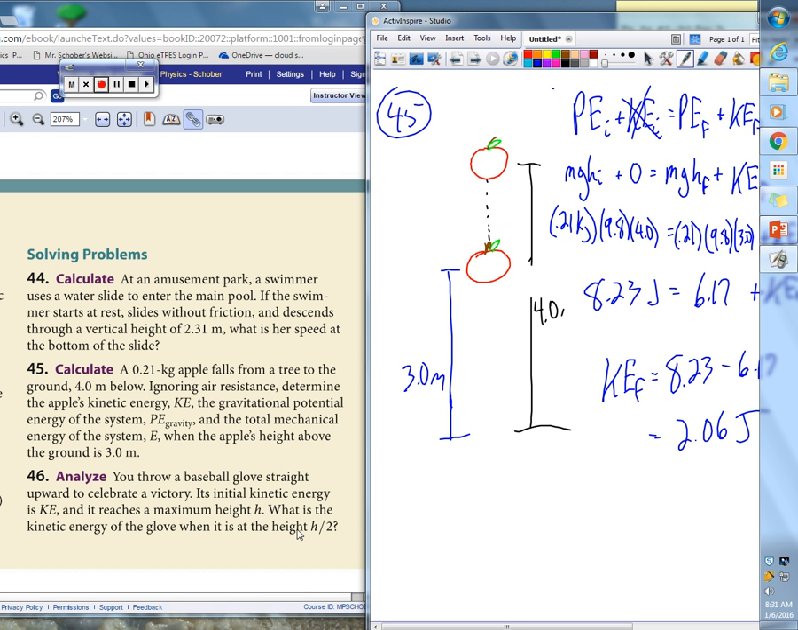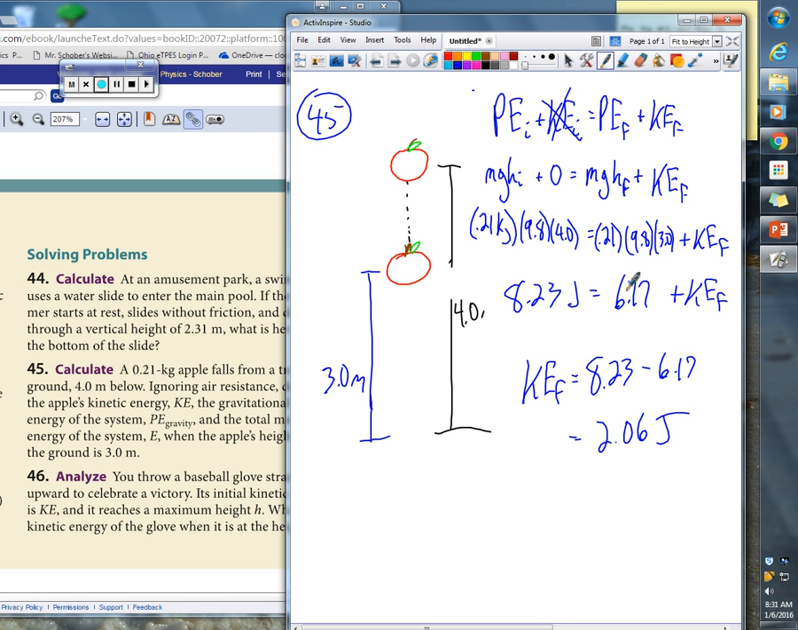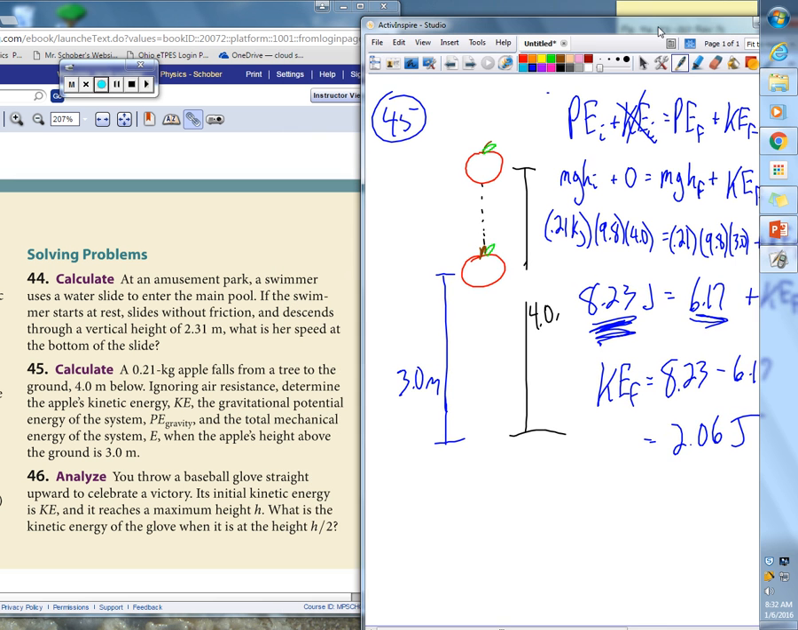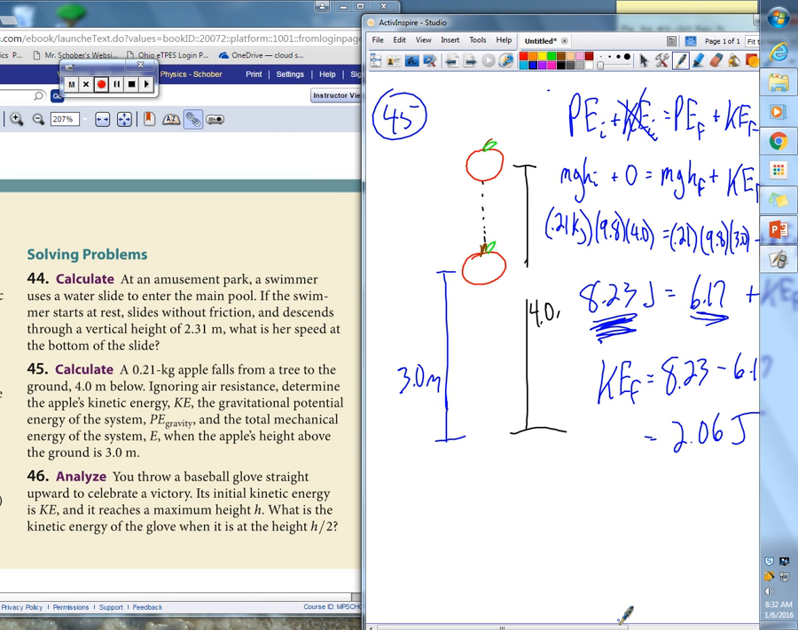It also asks for the gravitational potential energy of the system. The gravitational potential energy of the system is 6.17. That's what our PE is when we're at 3 meters. And the total mechanical energy of the system is this much. So this is your total mechanical energy, just the total from one side. This is the PE at 3 meters, and this is the KE at 3 meters. All right, and we'll skip 46 for now.